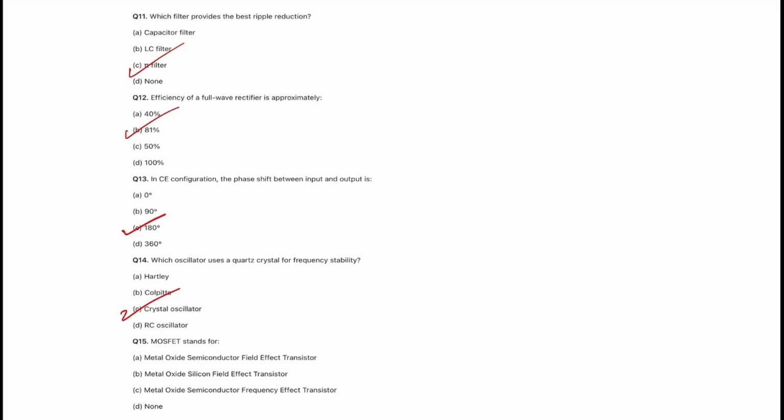Next question. MOSFET stands for: option A, metal oxide semiconductor field effect transistor; option B, metal oxide silicon field effect transistor; option C, metal oxide semiconductor frequency effect transistor; option D, none of this. The answer is MOSFET stands for metal oxide semiconductor field effect transistor. So this is answer option A.